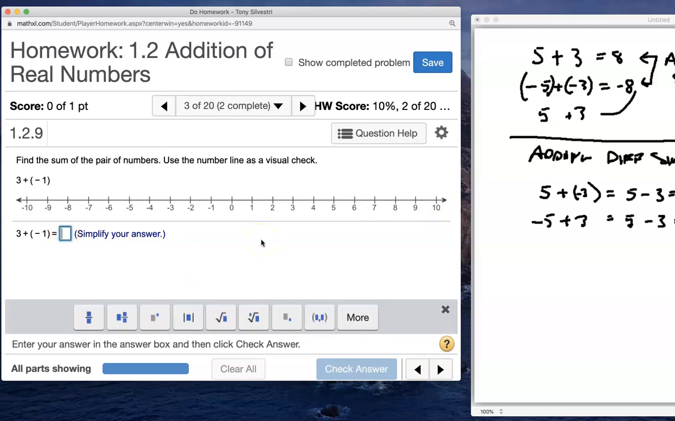But really, do this. Forget the number line business. That's not going to work well when you have numbers like 1,000 and -763. Okay, you're not going to use the number line. Just use what I just discussed.